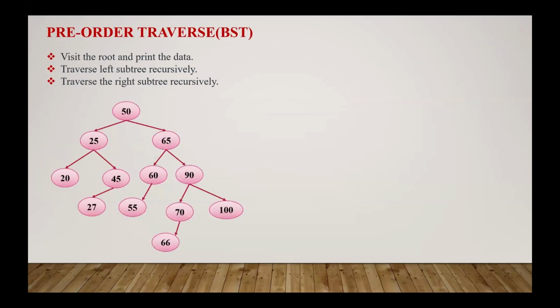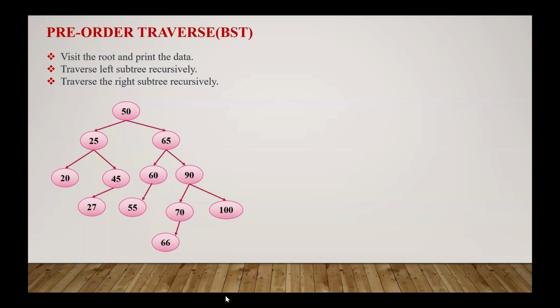Next, in case of a binary search tree, we know how to traverse the tree. So first we have to traverse in pre-order. Pre-order traversal means visit the root, print the data, then traverse the left subtree. Remember, whenever we go for the left subtree, we have to use traversal recursively. The right subtree also we have to perform recursively. So for example, this is the data given.